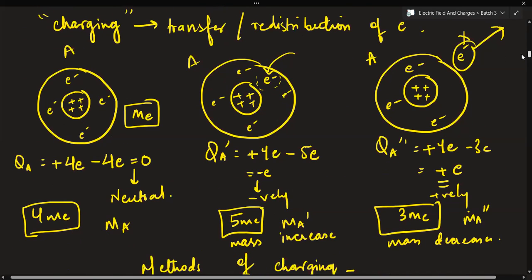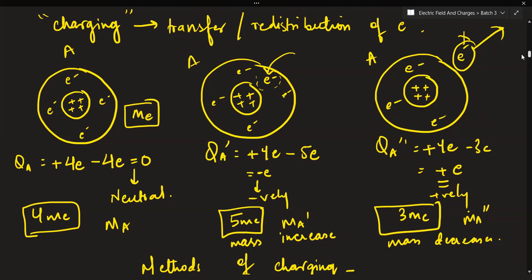Now, you have to remember that electrons are not massless entities. Electrons do have mass, the way electrons have charge, 1.6 into 10 to the power minus 19 coulomb. Similarly, electrons have mass also, 9.1 into 10 to the power minus 31 kg. So if a body has an equal number of electrons and equal number of protons, then you call that body a neutral body.